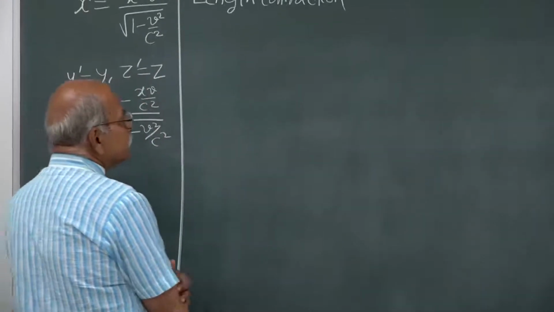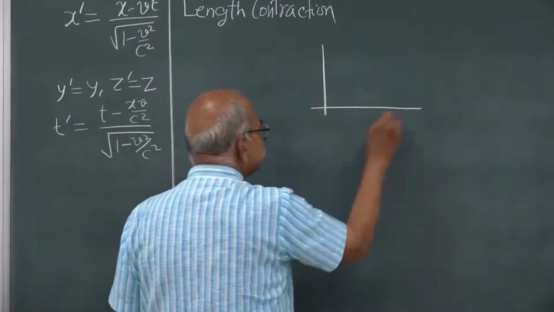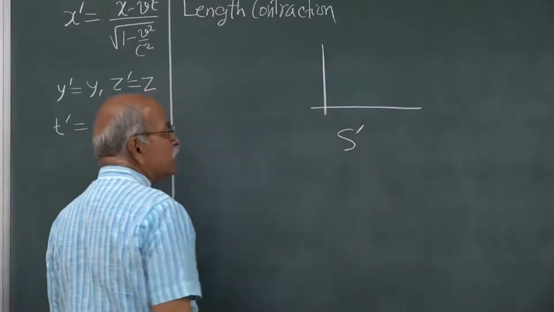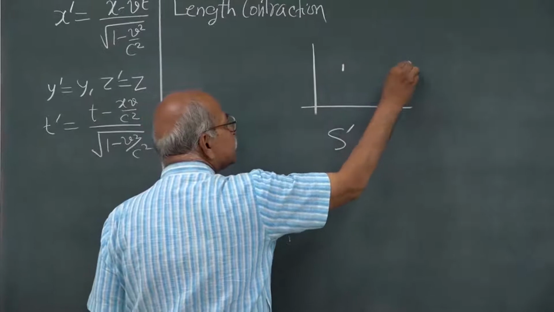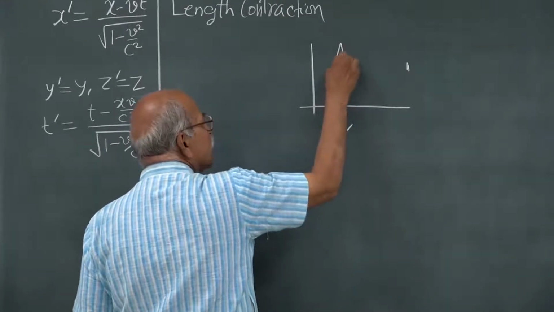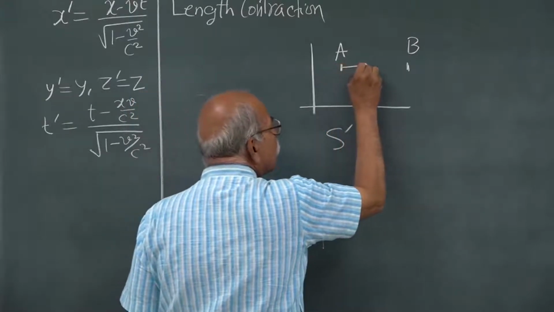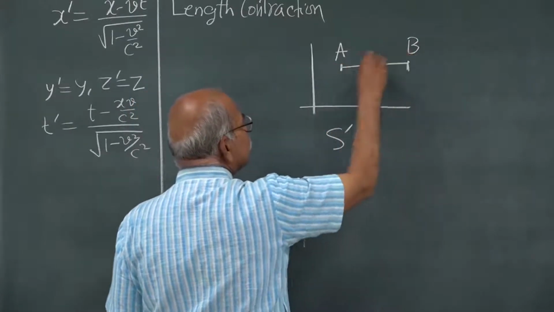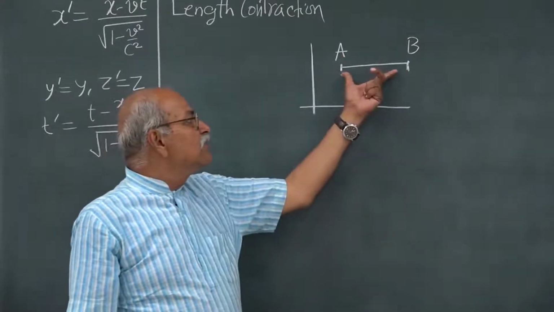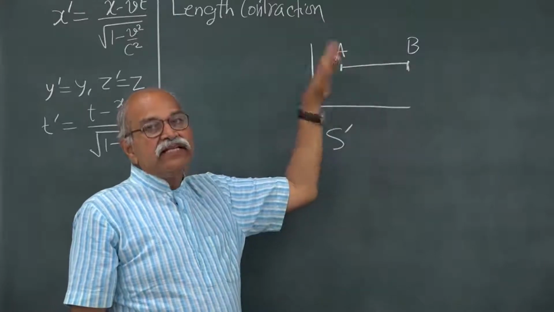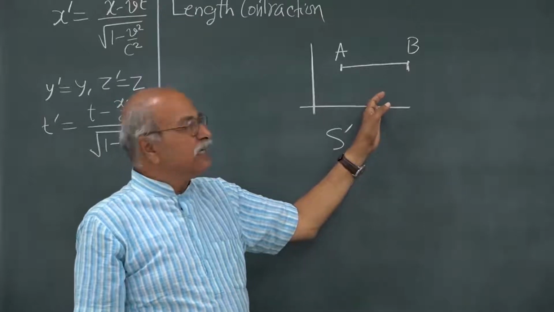So, let us say we have a frame S prime, and in that S prime frame there is a length from here to here. This point is, let us call it A, and this B. You can take it like a rod AB, and this is the left end of the rod, this is the right end of the rod, and I need the length of this, and this length is parallel to the x axis, let us say x prime axis.